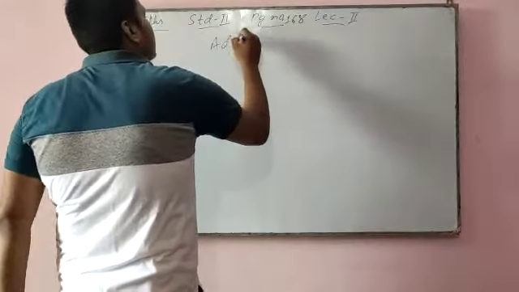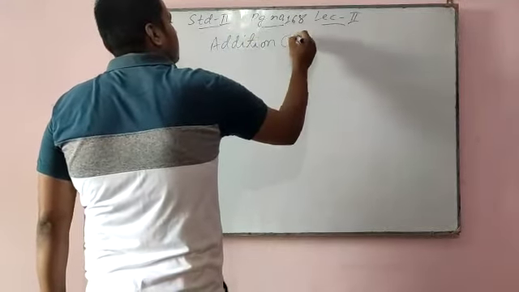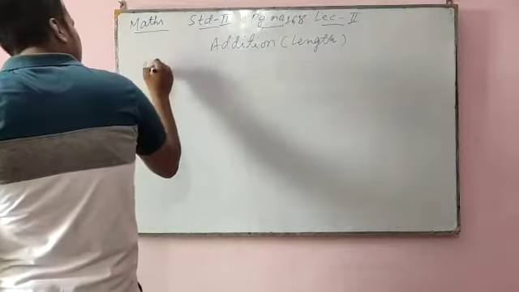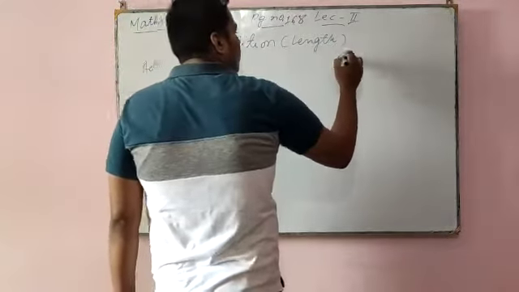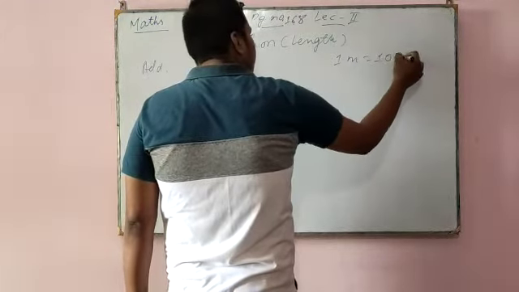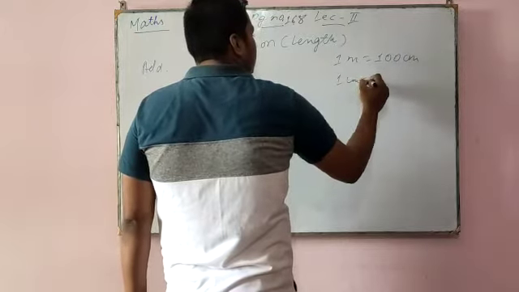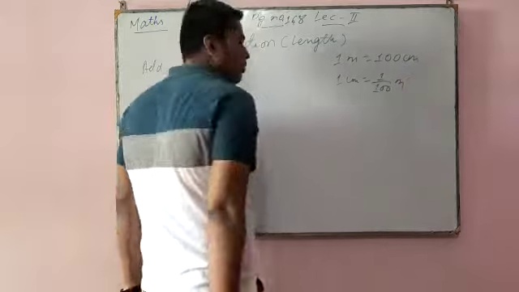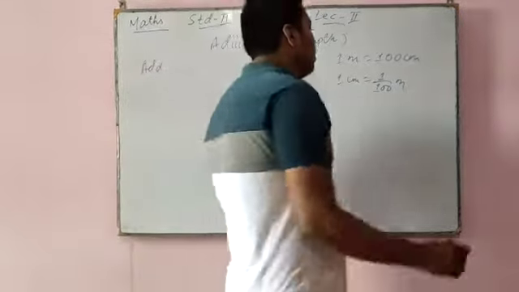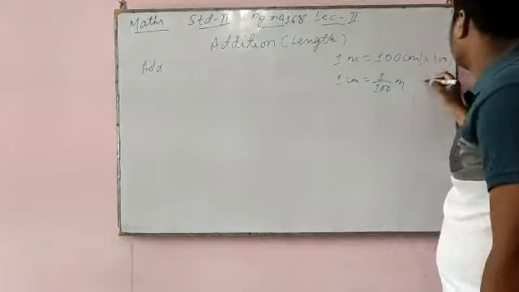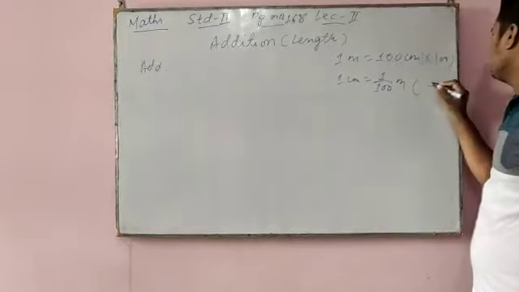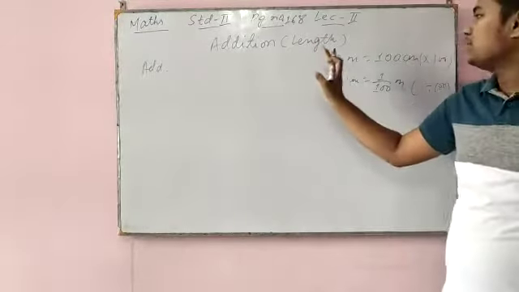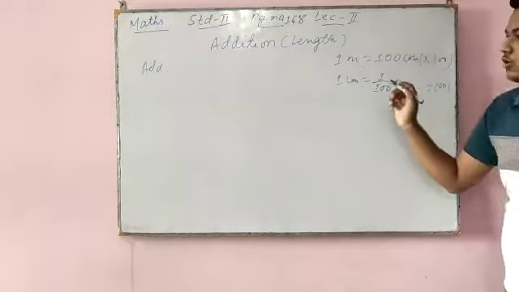Addition. So we know that 1 meter is equal to 100 centimeters, and 1 centimeter is equal to 1 by 100 meter. When you are changing meter into centimeter, you have to multiply by 100, and when you change centimeter into meter, you have to divide by it. There is no use of this on page 168, which is simply addition. Just for your knowledge, I am telling you.